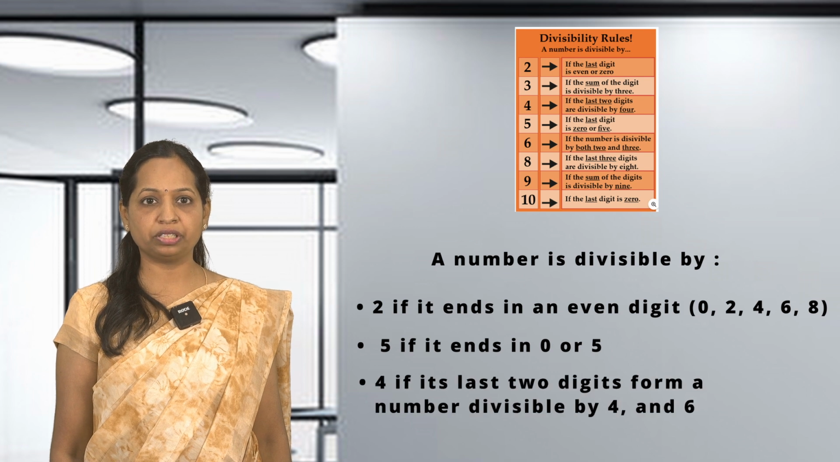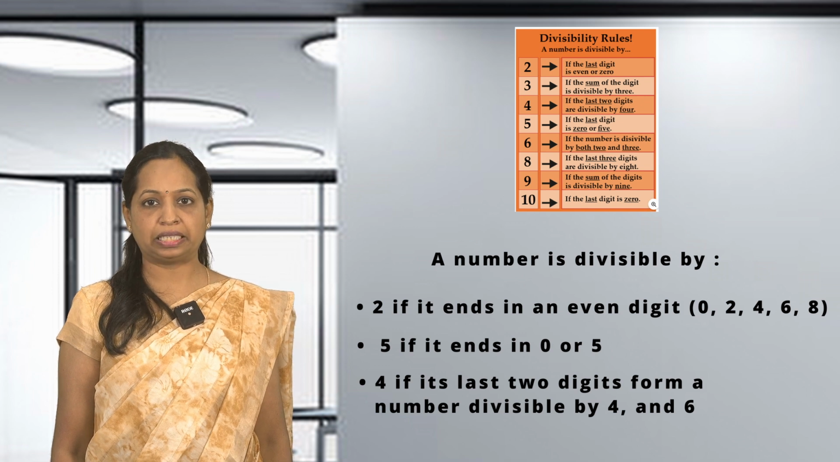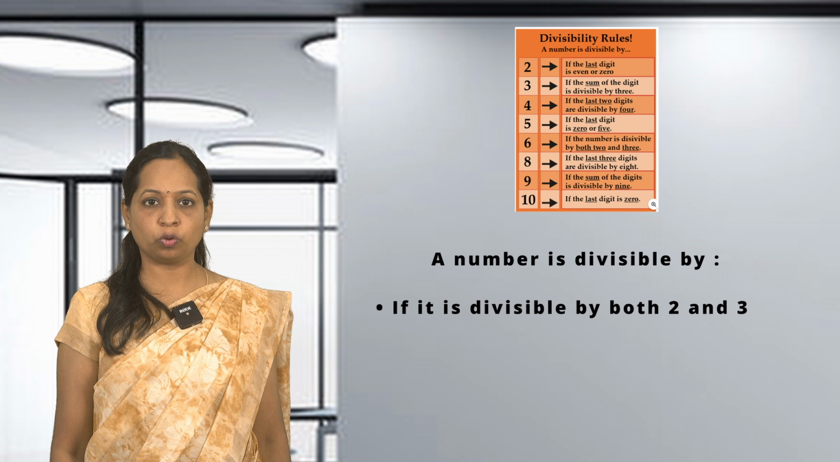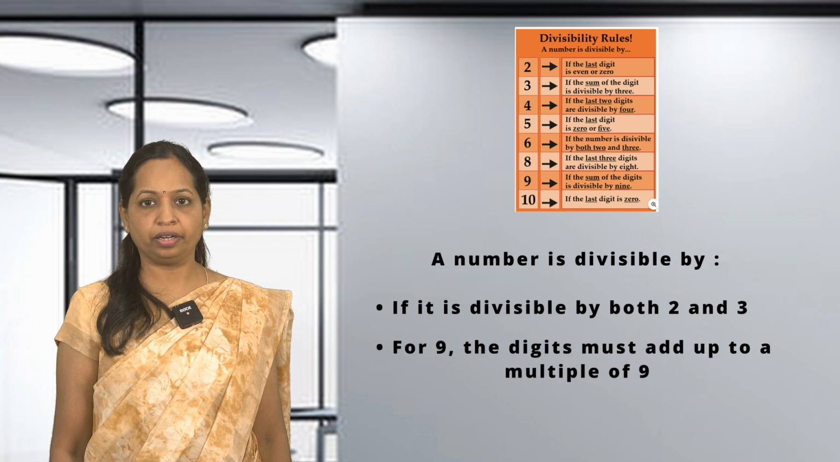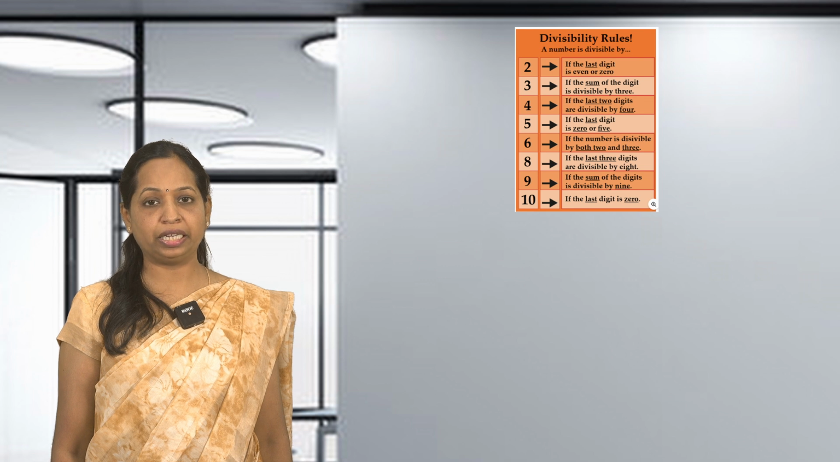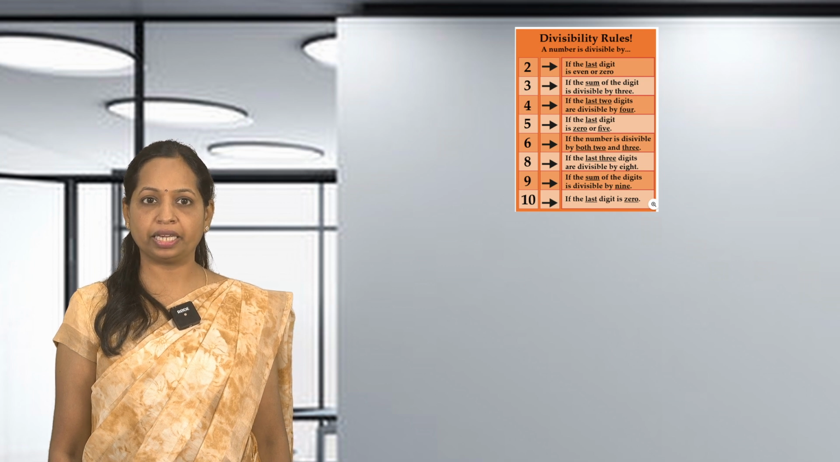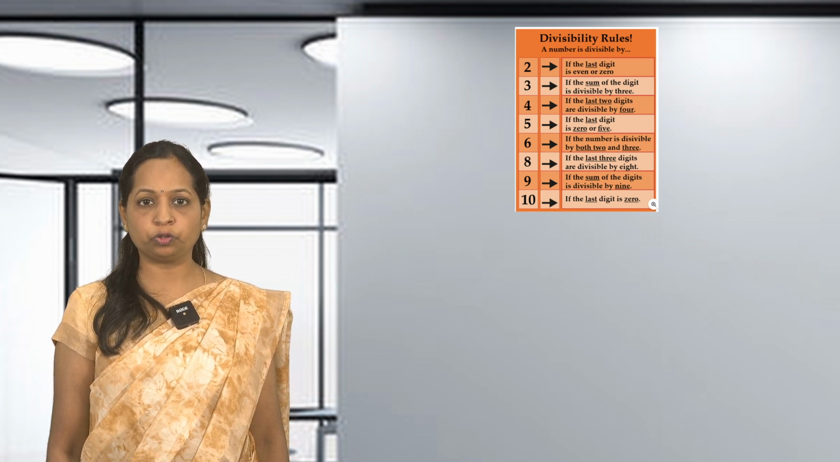A number is divisible by 4 if its last two digits form a number divisible by 4, and by 6 if it is divisible by both 2 and 3. For 9, the digits must add up to a multiple of 9, and for 10, the number must end in 0. These rules make it easier to check divisibility quickly, especially when solving problems in arithmetic, number theory, or aptitude tests.